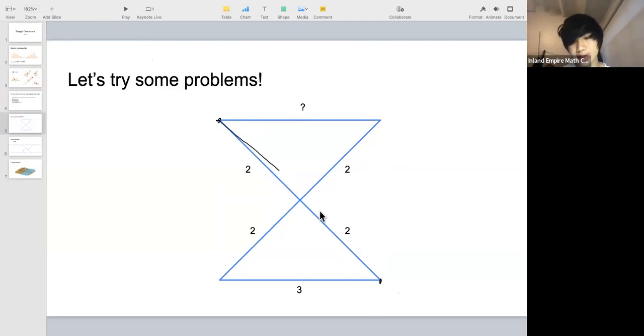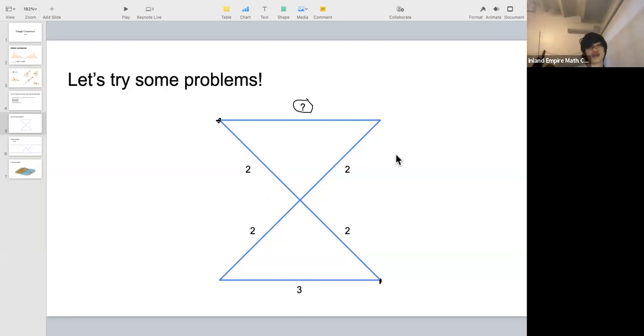This line is just a straight line. It's just going to be a single line. And then also from here, this line is also just going to be a straight line, a single line. And we're trying to figure out, just based on these side lengths and the information that we're given, what the length of this side over here is.